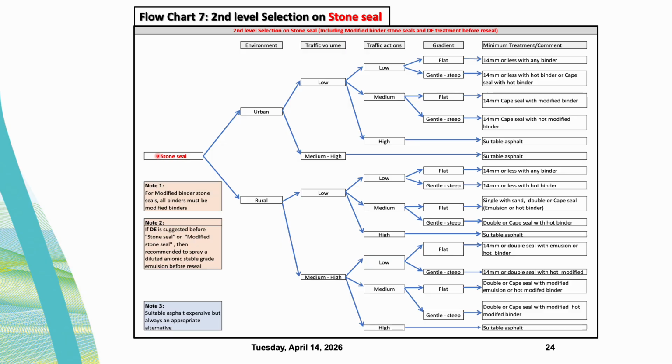You want to do a surface dressing in a rural area where the traffic volume is medium to high. The traffic actions is medium. The slope is gentle to steep, double or cape seal with modified hot binders. When it is flat, you can do a double cape seal with modified emulsion or hot modified binders. Actually the same solution for those two. If it is a very high traffic actions, it's better to use asphalt.